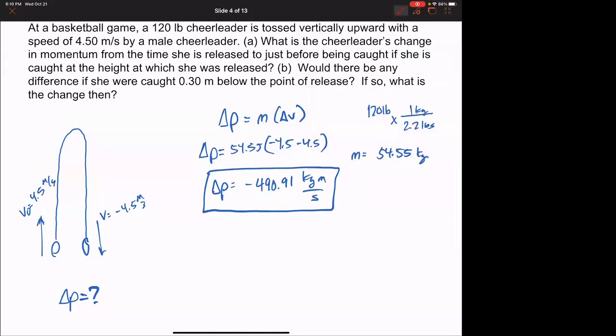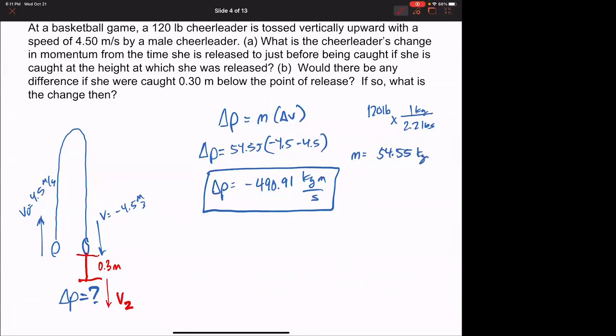Now in part B, it's asking, what is the change in momentum if she falls an additional 0.3 meters? What's the change in momentum? So that gives us a new final velocity. We'll just call it V2 here. That magnitude, that velocity has got to be bigger than the 4.5.